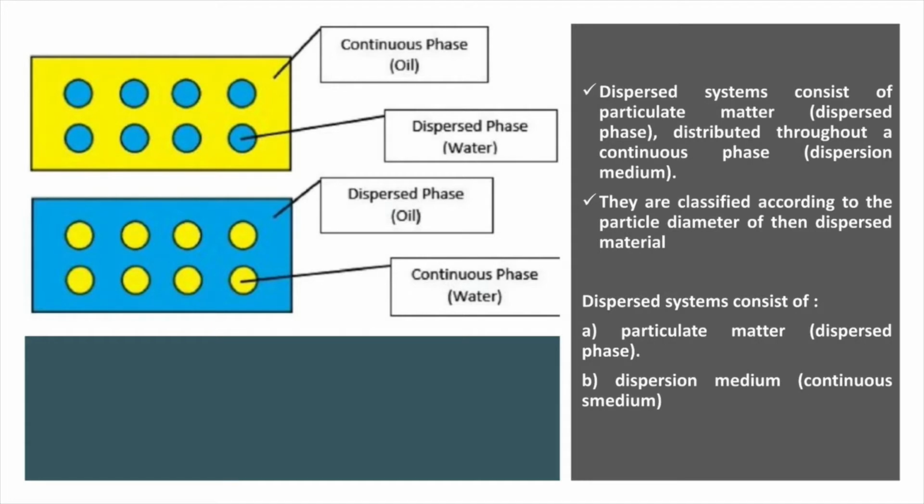My dear students, you can now clearly understand that when we talk about the colloidal dispersion, the particle size ranges from 1 nanometer to 1000 nanometer. So if the particle size of the dispersed phase is within this range, 1 nanometer to 1000 nanometer, it will be called a colloidal dispersion.